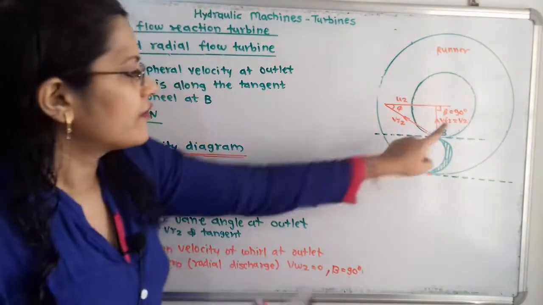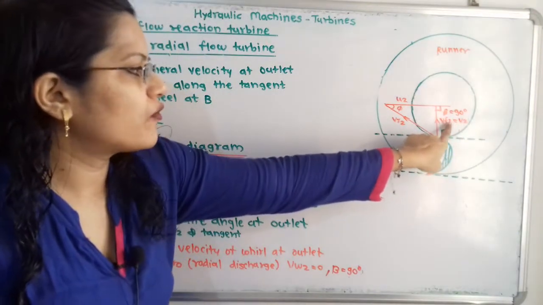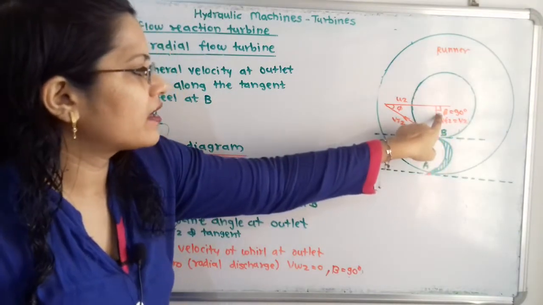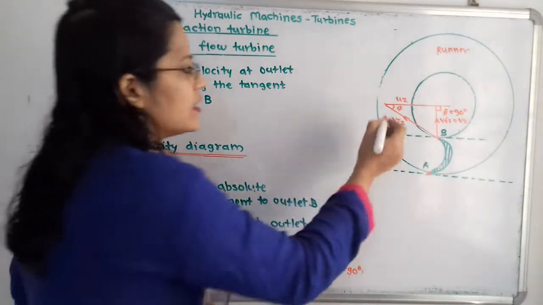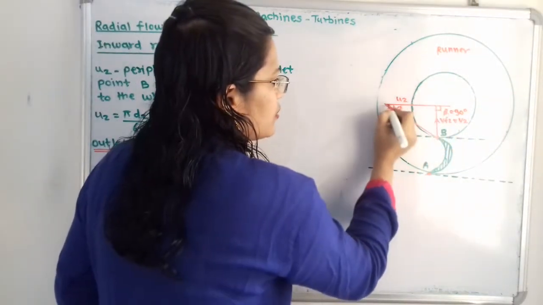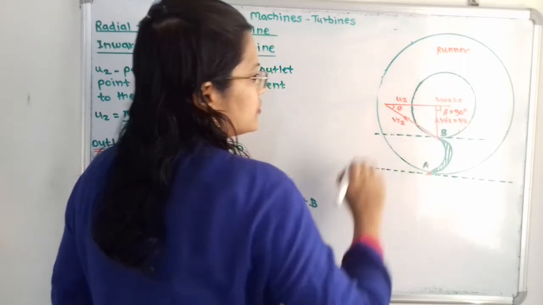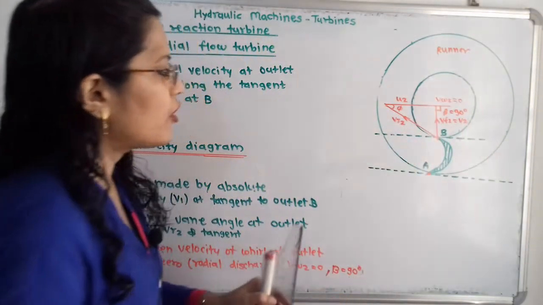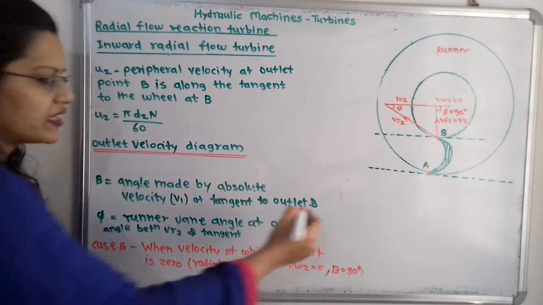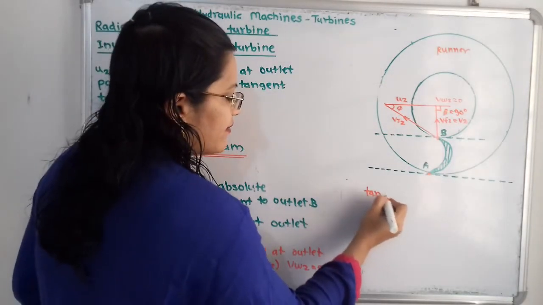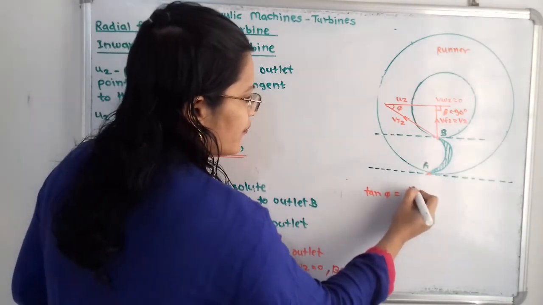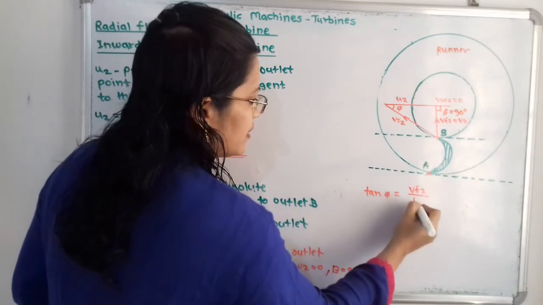That means the absolute velocity V2 and the flow velocity are equal, angle beta is 90 degrees, and this line indicates only U2 because Vw2 is equal to 0. So if we observe this diagram, how can we define tan phi? Tan phi is equal to Vf2 divided by U2.